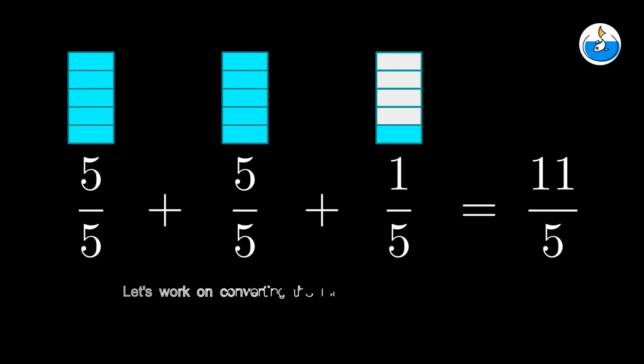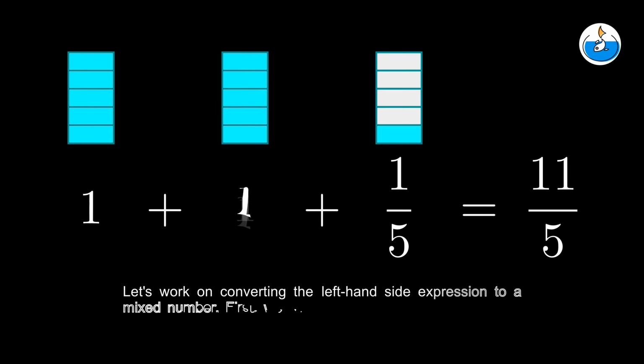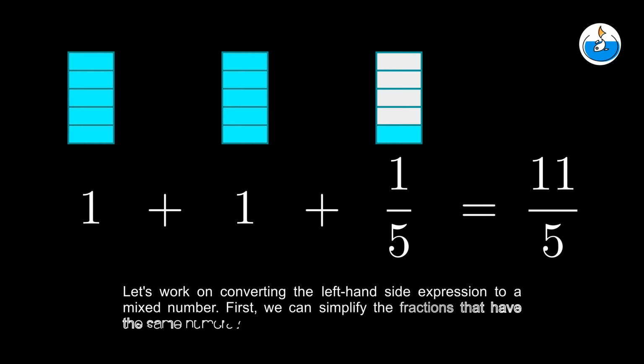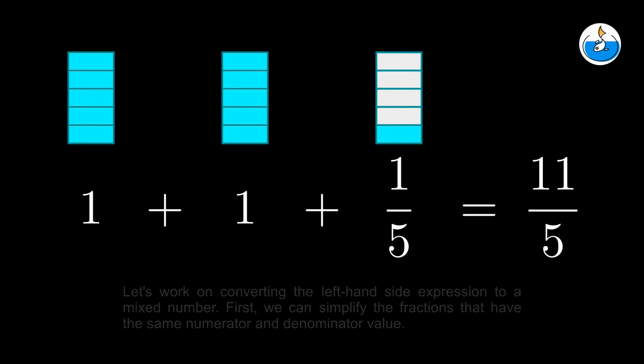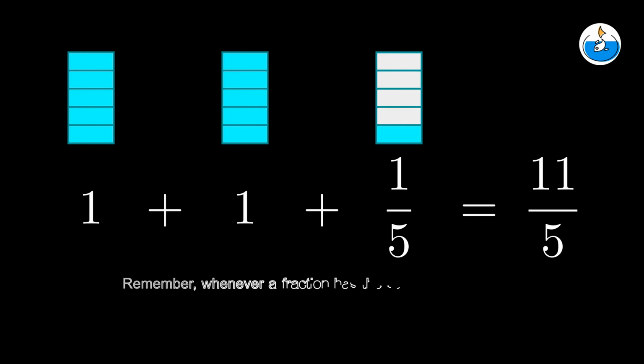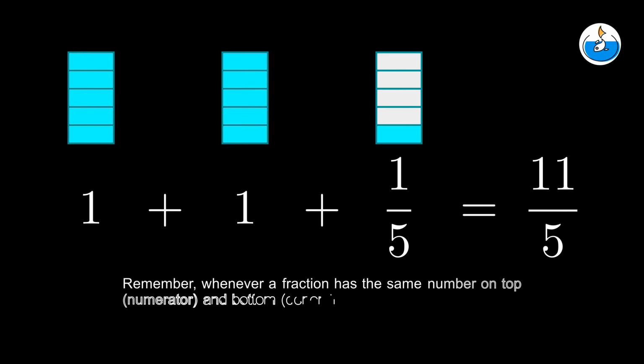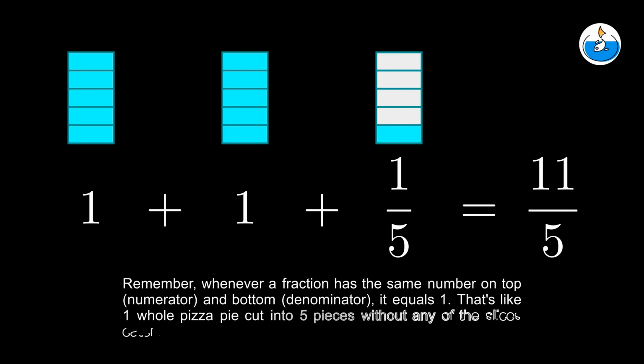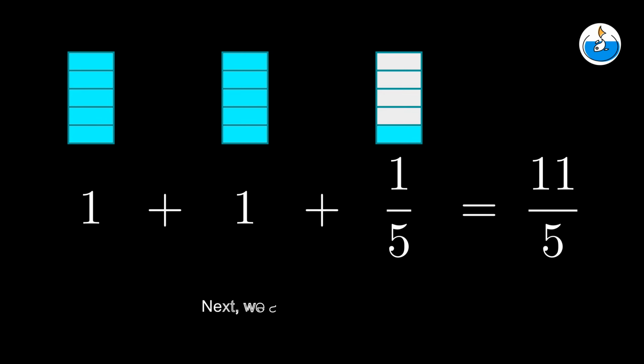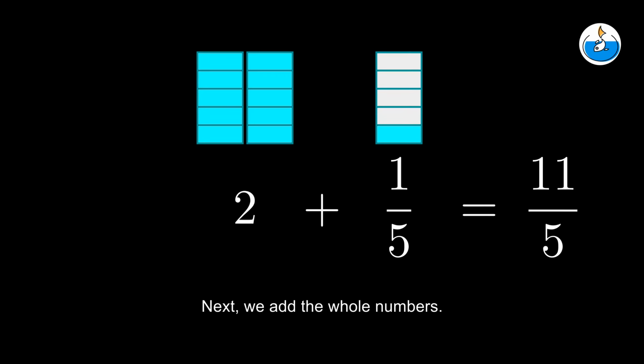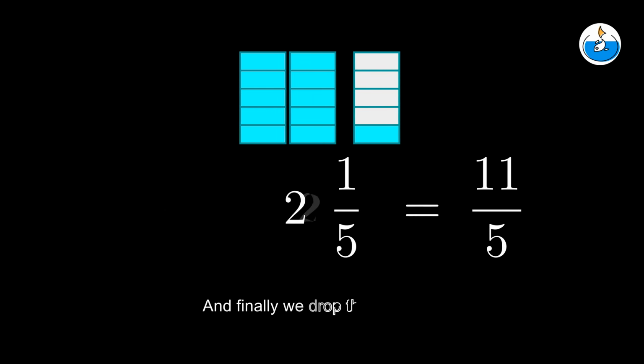Let's work on converting the left-hand side expression to a mixed number. First, we can simplify the fractions that have the same numerator and denominator value. Remember, whenever a fraction has the same number on top, numerator, and bottom, denominator, it equals 1. That's like one whole pizza pie cut into 5 pieces without any of the slices eaten. Next, we add the whole numbers. And finally, we drop the plus sign.